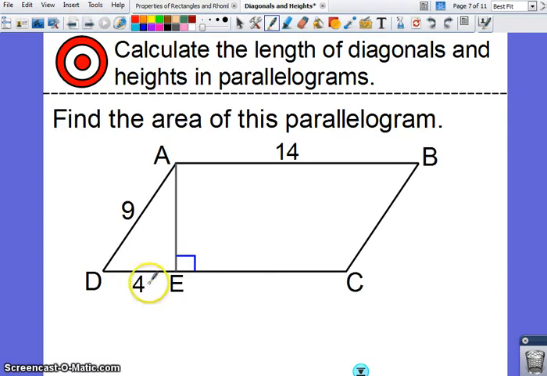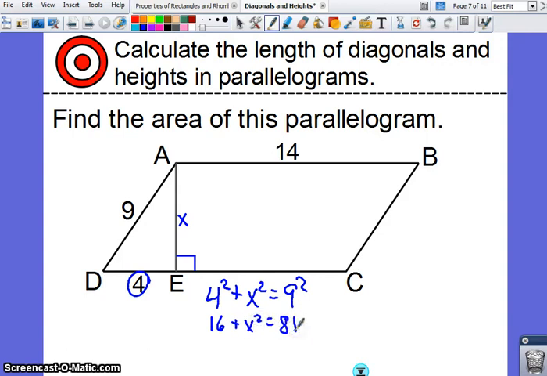In this case, if we're given this side right here. So luckily we are. So to set up to find my height, I'm going to have to do 4 squared plus x squared equals 9 squared, because these two are my legs. This is my hypotenuse. So this gives me 16 plus x squared equals 81. So here, 81 minus 16. So x squared equals 65. So x equals the square root of 65.